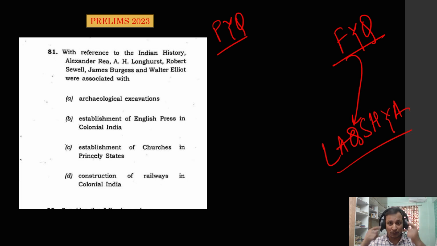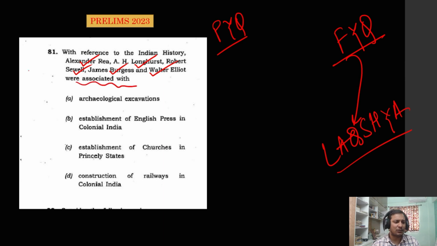why I am able to predict so many questions every year, because of the thinking process, how I integrate the PYQs in my test series, and how I teach my students to study whatever books in the right manner. So let us read this question. With reference to Indian history, Alexander Rea, A.H. Longhurst, Robert Sewell, James Burgess, and Walter Elliot were associated with.